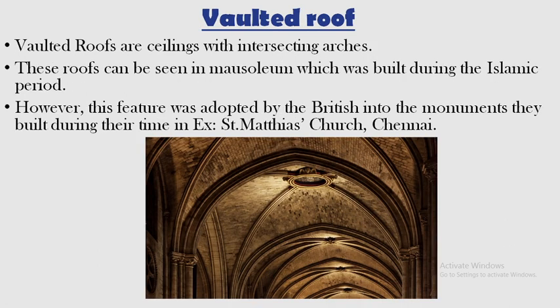The vaulted roof, as seen in the image. They are ceilings with intersecting arches. These roofs can be seen in mausoleums which were built during the Islamic period. However, this feature was adopted by the British into the monuments they built during their time, for example the Saint Matthias Church of Chennai.